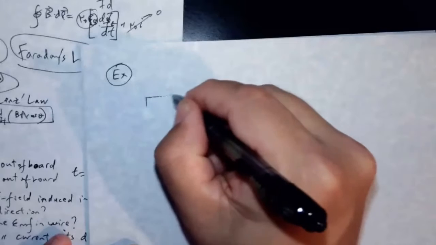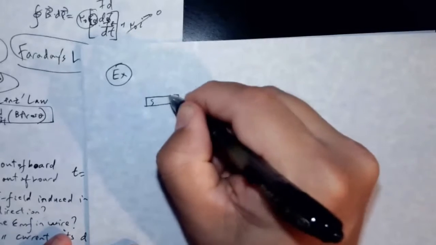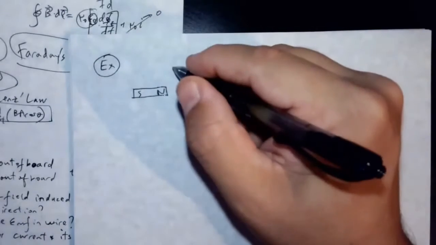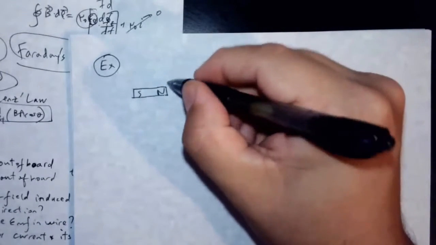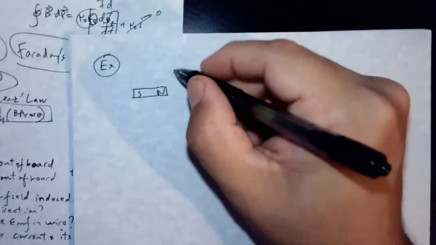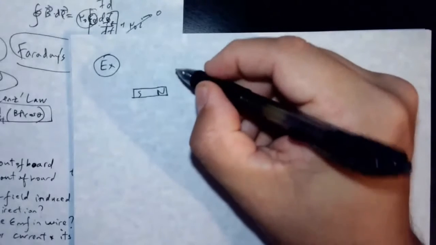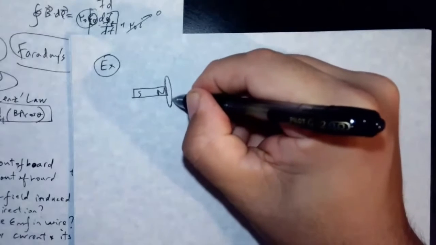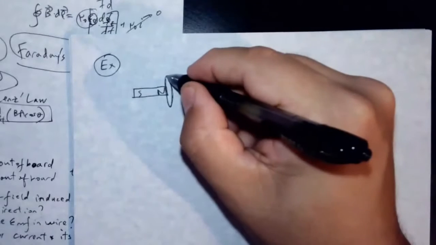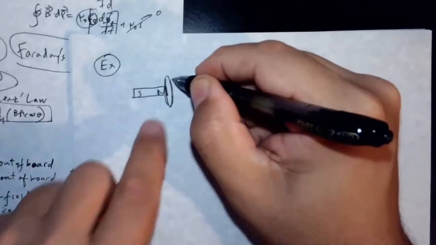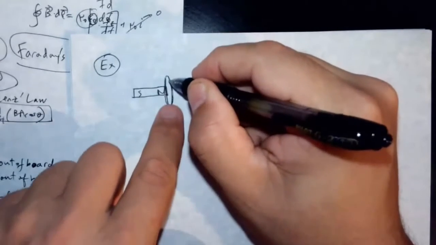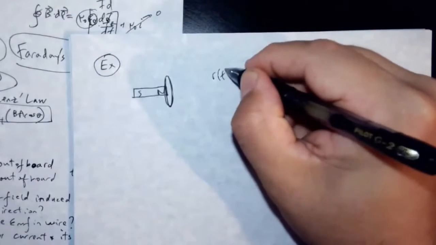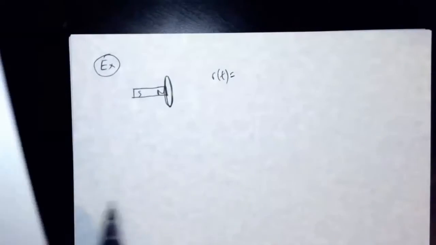So we have the magnet like this, south, north. So remember, we had a case where the radius was changing like this. The radius was increasing and then decreasing, increasing, decreasing, and it was some kind of weird function given by this.